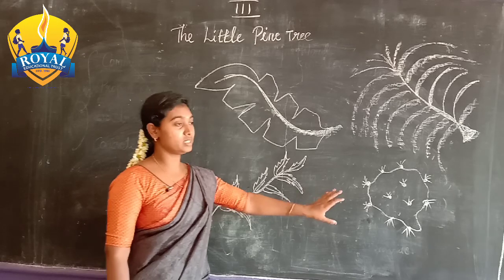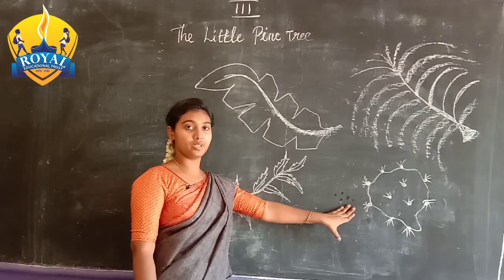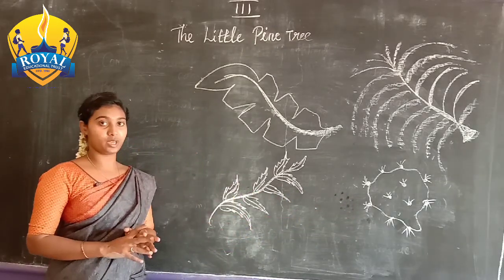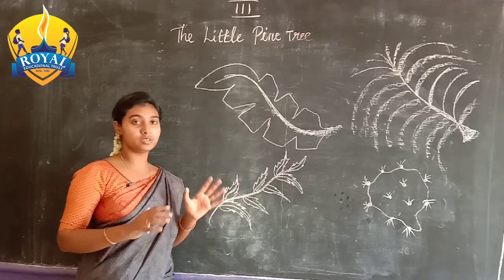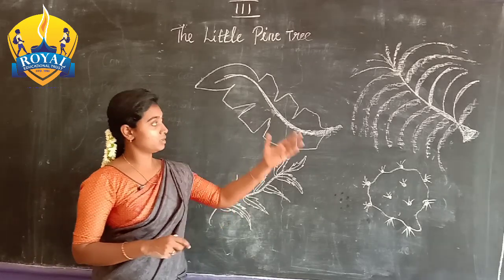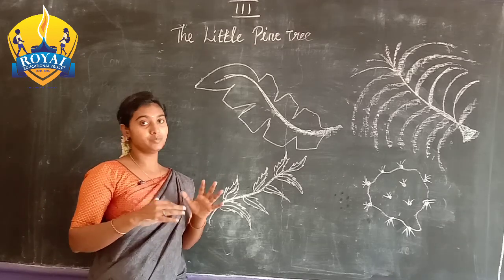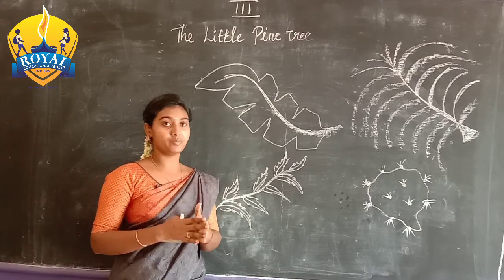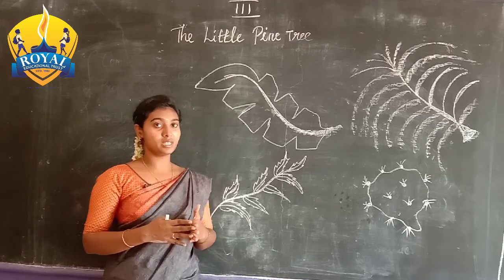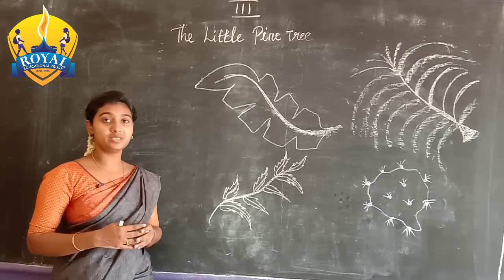We mostly see this cactus leaf in a desert area. Mostly we find these leaves in the desert. Here, most of the leaves are in different shapes and different sizes. Like that, today we are going to see a lesson about the little pine tree.